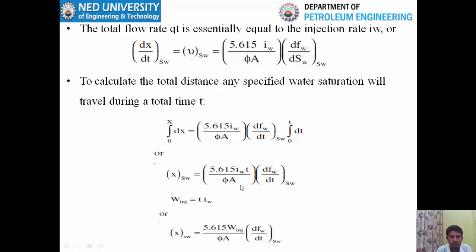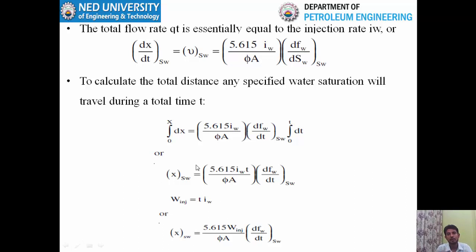So either you use the above equation or the bottom equation. Either you use Iw times t or you use cumulative water injection to calculate the position of the waterfront, or the position of basically any water saturation. So we will use both things.